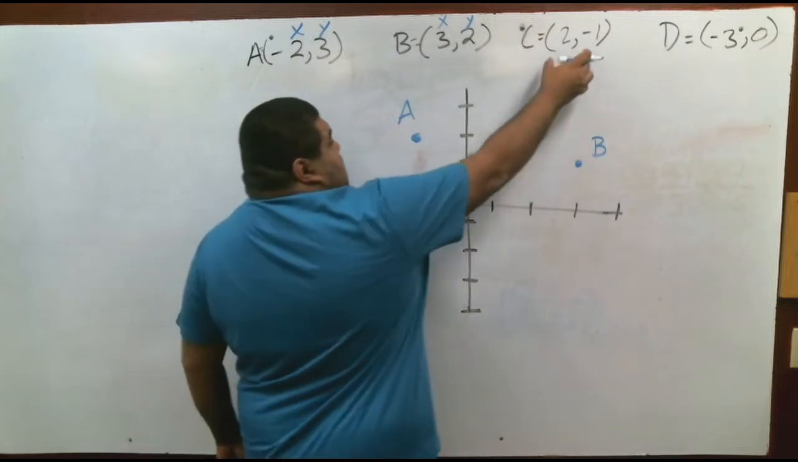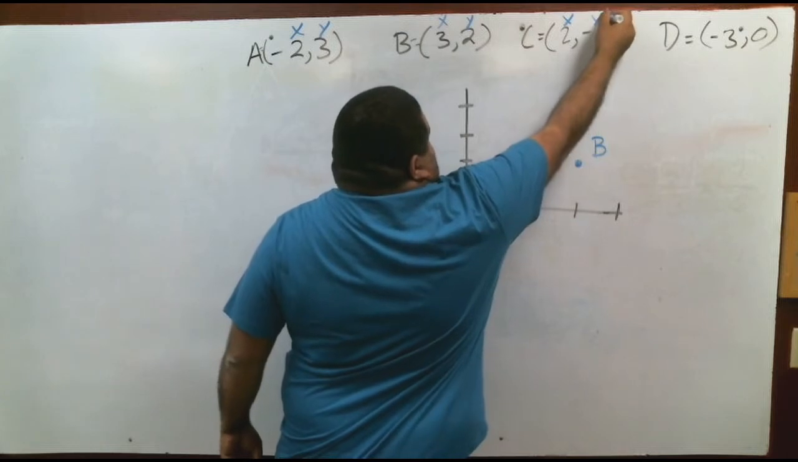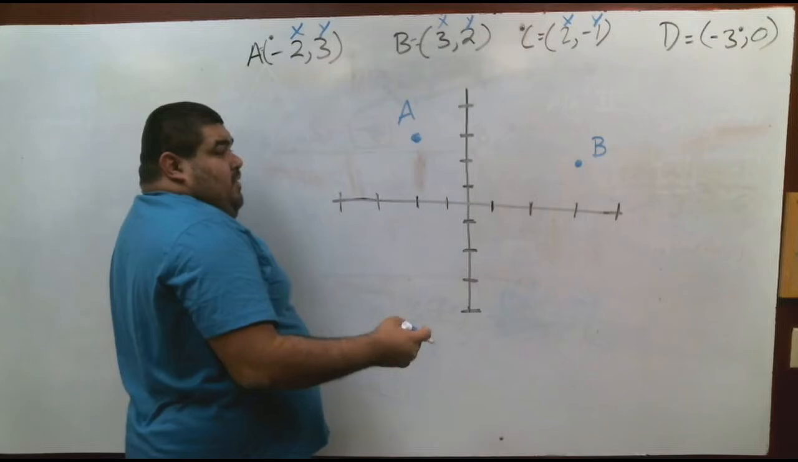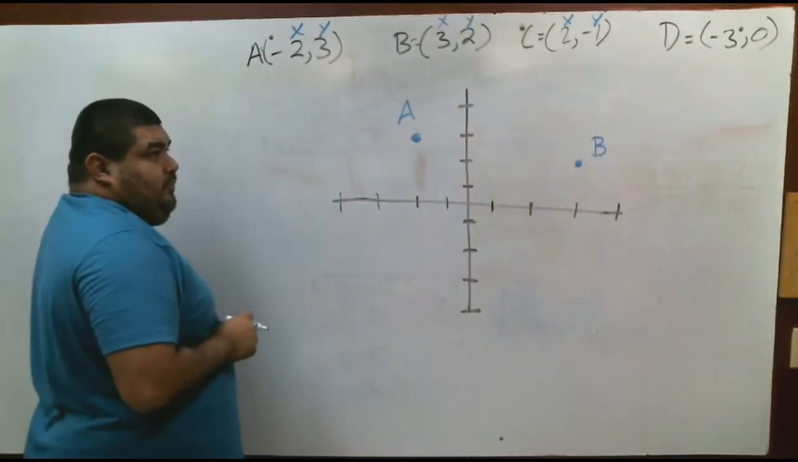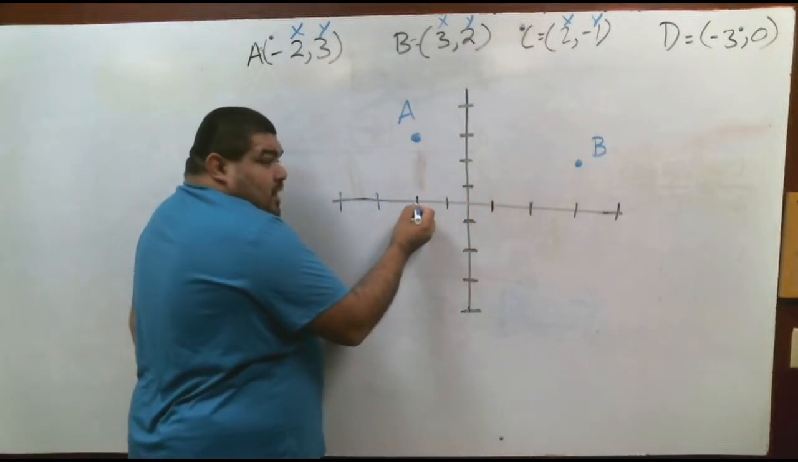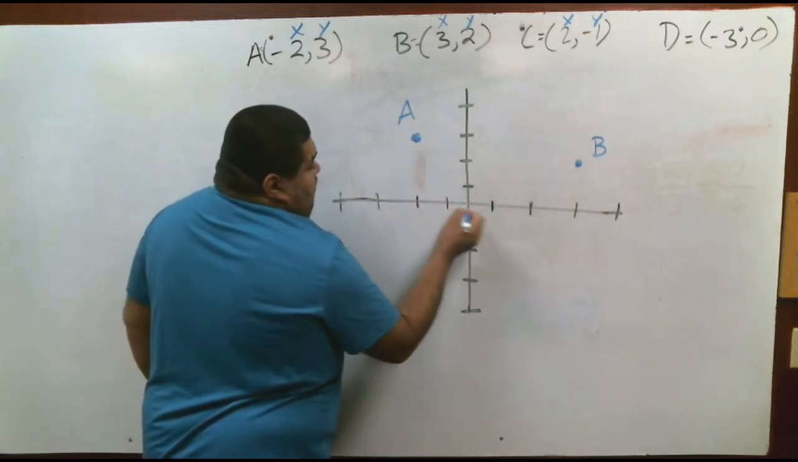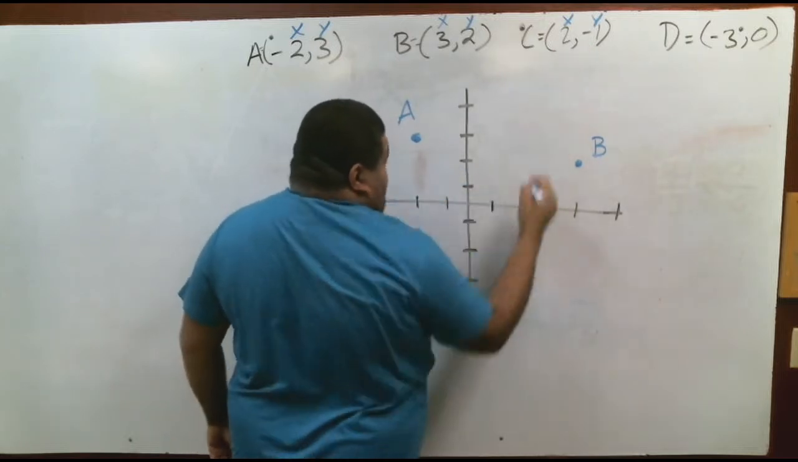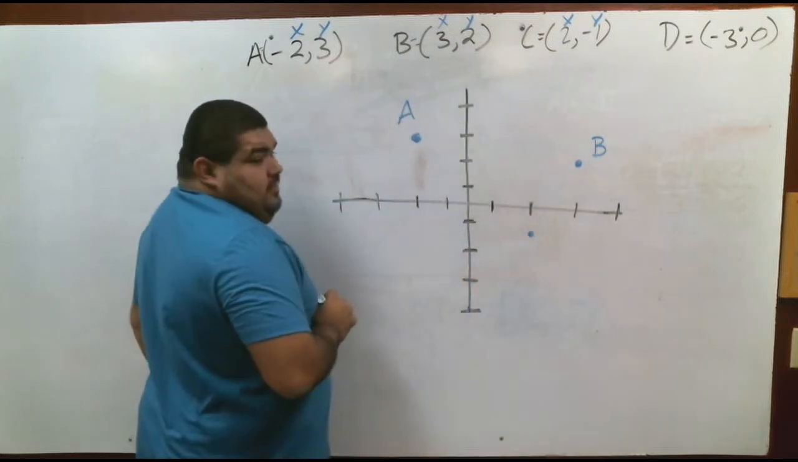Then we're going to plot point C, which is at 2 on the x-axis, -1 on the y-axis. Remember, the x-axis is horizontal, your y-axis is vertical. So we're going to plot +2, but this time instead of going up, we're going to go down because the y is negative. So we're going to go 2 and negative 1. There is point C.